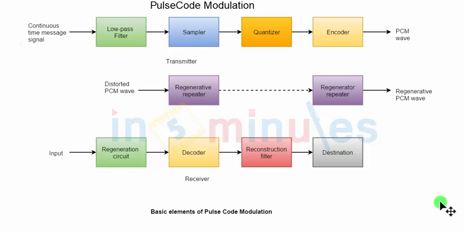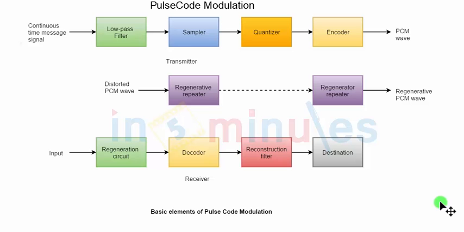Now we have already discussed a few things about conversion of analog signal to a digital signal. The process of analog to digital conversion requires two important steps. Step number one is the sampling process and step number two is quantization. So let us quickly go to the transmitter of PCM and discuss this whole process in detail.